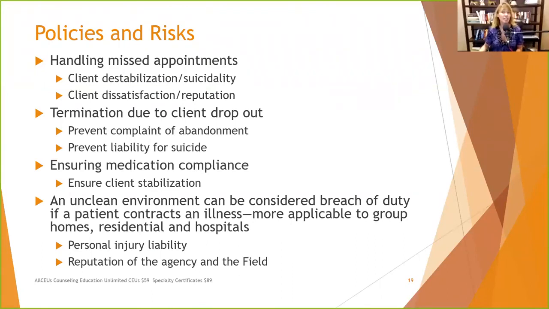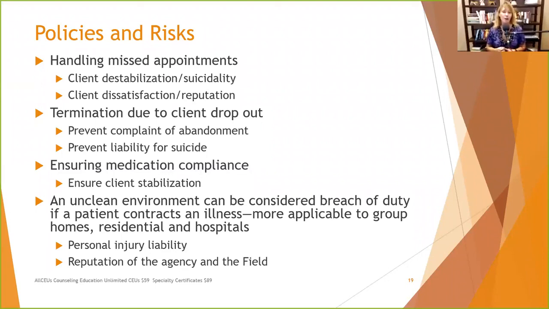Have a policy for handling missed appointments to address issues such as client destabilization and suicidality. You don't want a client to miss an appointment, and you'd be like, well, whatever, they'll show up next week, and have them commit suicide. That's not good treatment, and you're probably going to be held liable. Client dissatisfaction affects your reputation. If they drop out because they don't like you, let's have a talk about that. What can I do differently? Can I make a referral for you?